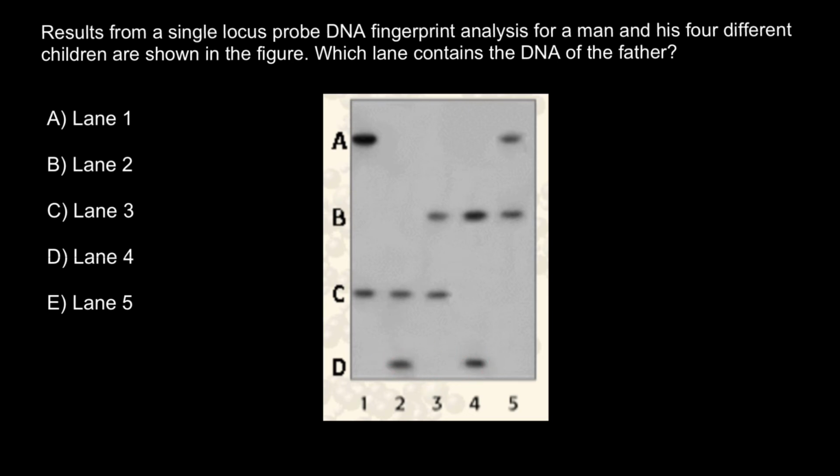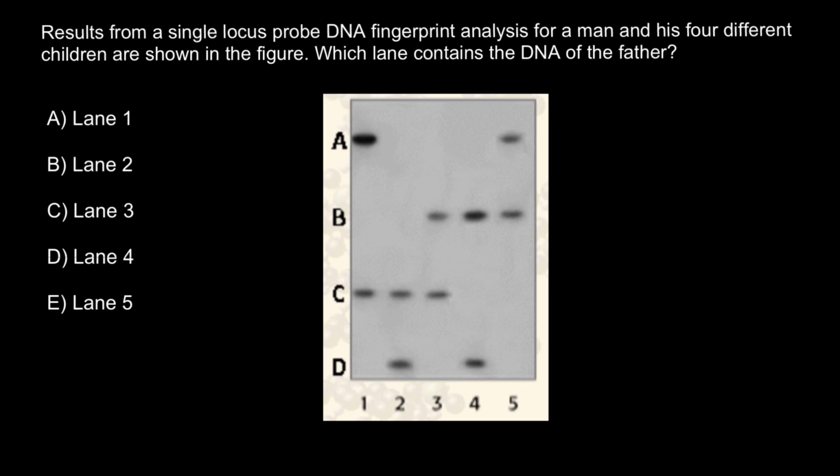And can person 5 be a child of person 2? No, because they do not share even a single allele, for example, C or D. And now let's assume that person number 3 is the father of the rest. For example, can person number 1 be a child of person number 3? Yes, they share allele C.